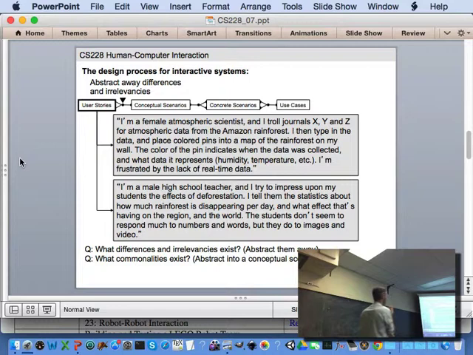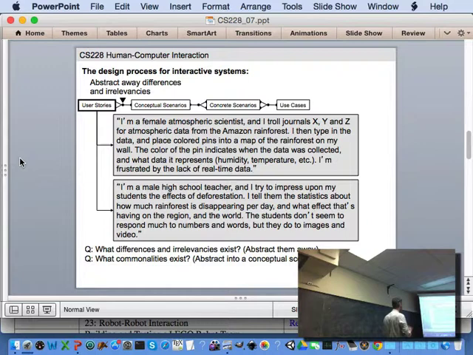Okay. I'm a male high school teacher, and I try and impress upon my students the effects of deforestation. I tell them the statistics about how much rainforest is disappearing per day and what effect that's having on the region and the world. Students, not surprisingly, like anyone else, don't seem to respond much to numbers and words, but they do to images and video. Okay, so we're gonna take these 2 user stories and we're gonna walk them from left to right all the way to use cases. And for the sake of today's argument, we're gonna assume we're gonna try and create a system that supports both of these users.